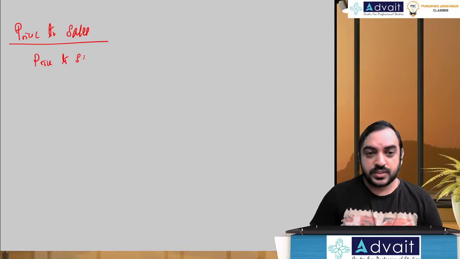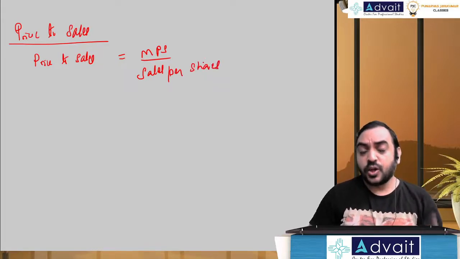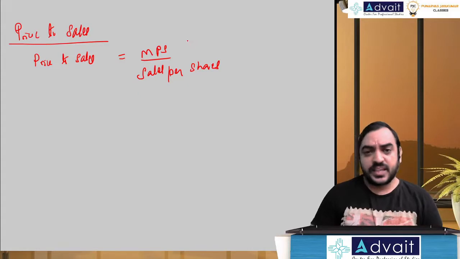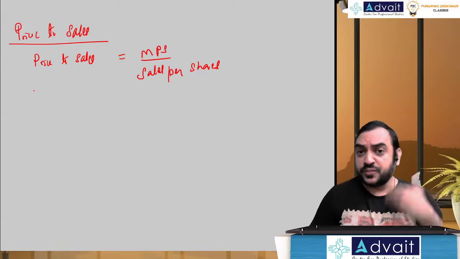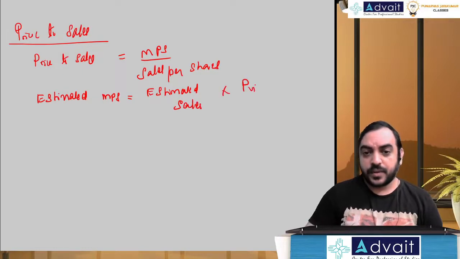Price to sales. Formula-wise, the price to sales is market price per share divided by sales per share. I mean, sale value divided by number of shares, or market value of company divided by sale value. But how are you going to use it for estimating market price? Estimated market price is estimated sales multiplied by price to sales ratio.